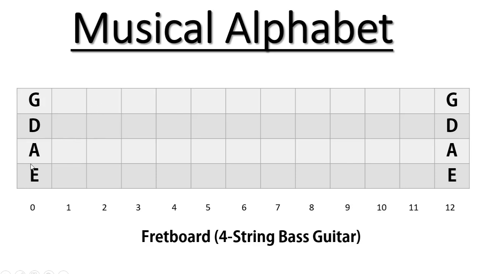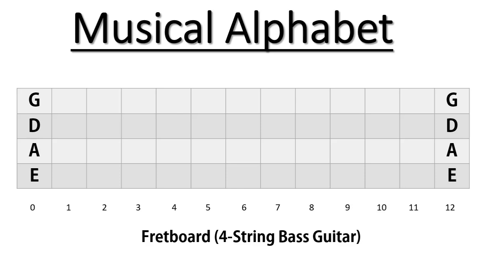Another thing that we need to point out is that at the 12th fret, I've put the same letters over there. What that means is that eventually when you get to the 12th fret, you're going to have to repeat the alphabet again. As I said in part 1, the musical alphabet doesn't have an H note and an I note and all of that. It goes from A all the way to G, and then it starts again with all the in-betweeners.